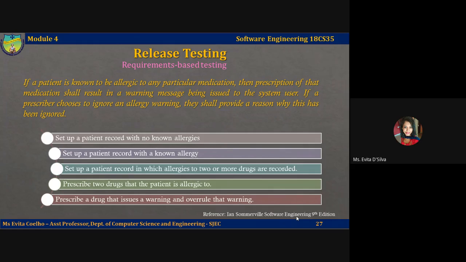Another test case would be prescribe a drug that issues a warning and overrule that warning. That is, ignore the warning. Now check to see if the system requires the user to provide information explaining why the warning was overruled. You normally have to write several tests to ensure that you have coverage of the requirement. You should also maintain traceability records of your requirements based testing, which link the test to specific requirements that are being tested.